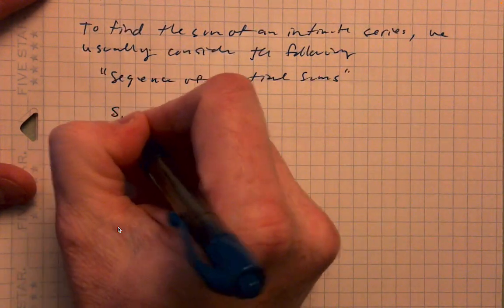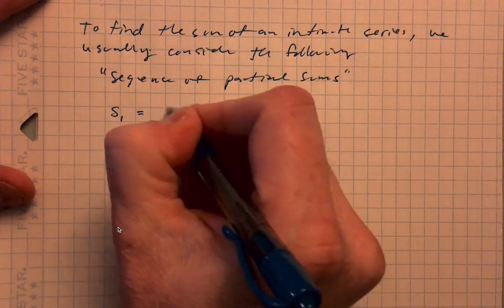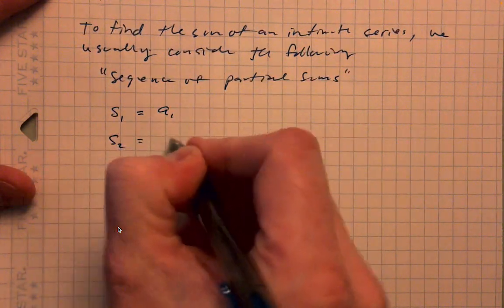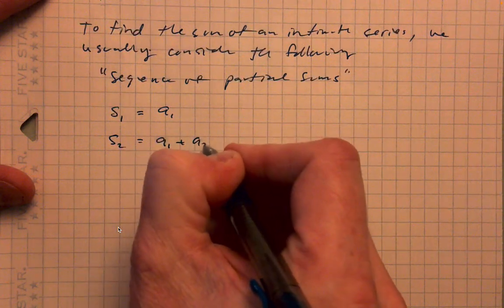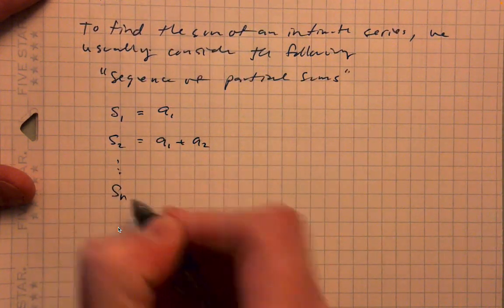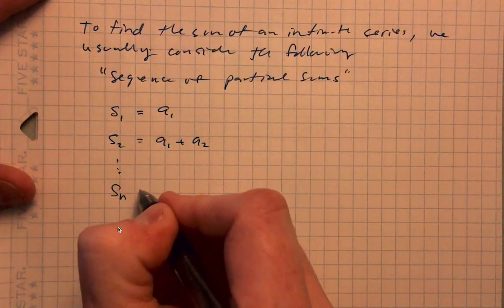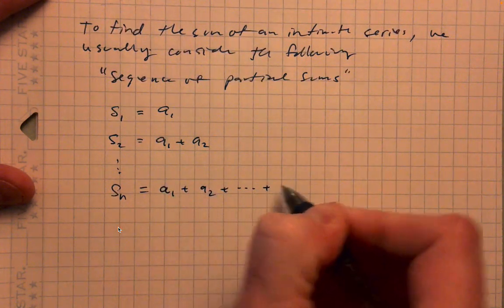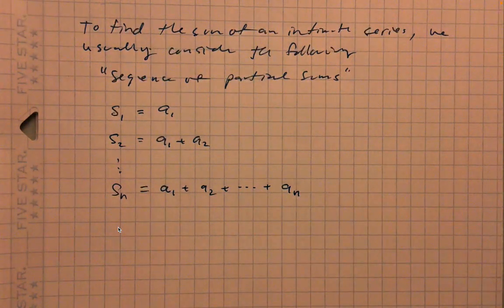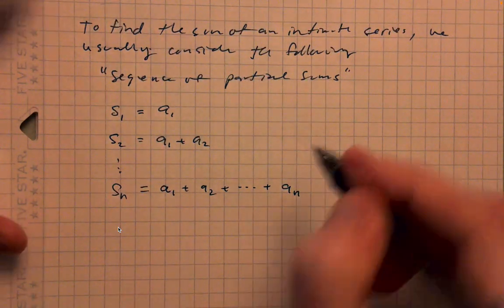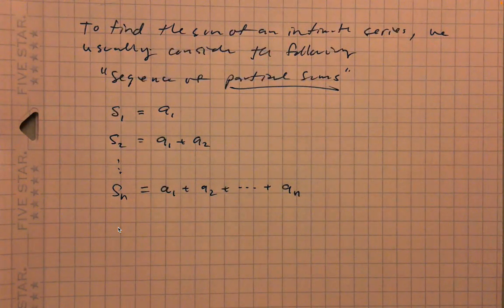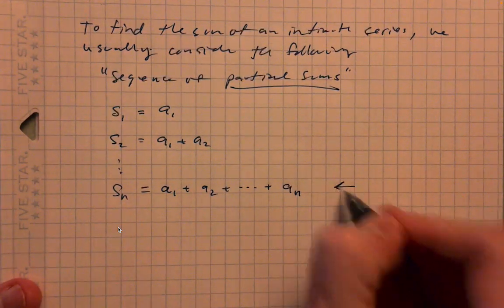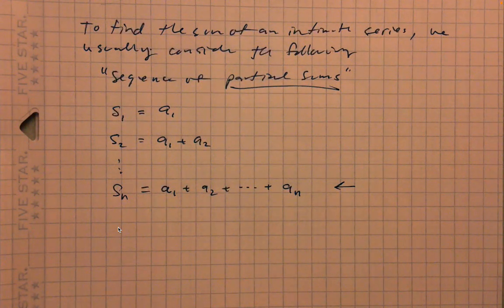So S of 1 is equal to a1. S of 2 is equal to a1 plus a2. And then the nth partial sum, these are called partial sums, is equal to a1 plus a2 plus ... plus a of n. The first partial sum, the second partial sum, the nth partial sum. Inevitably, we will be interested in the nth partial sum more than the others.